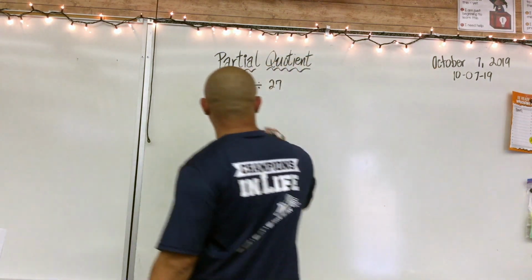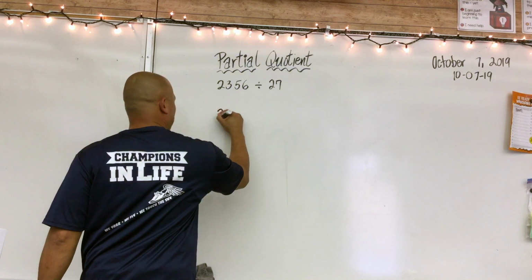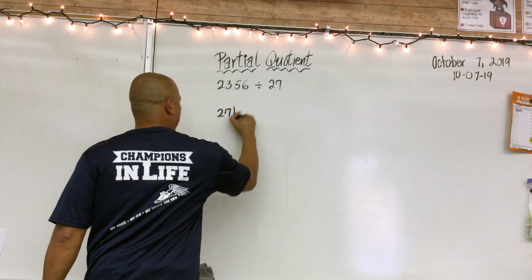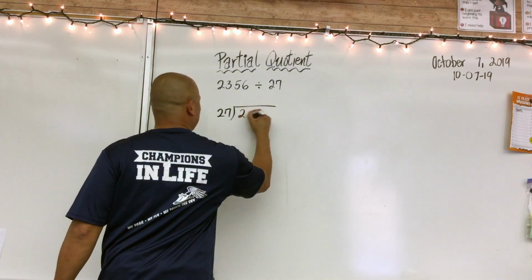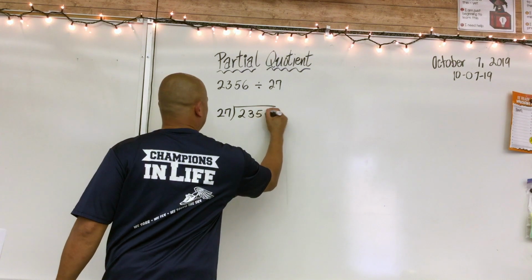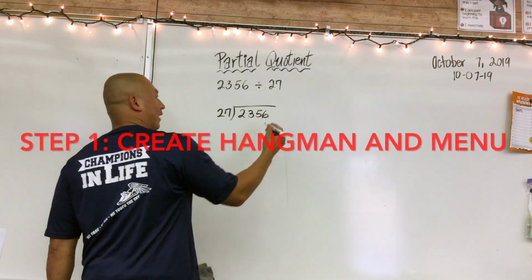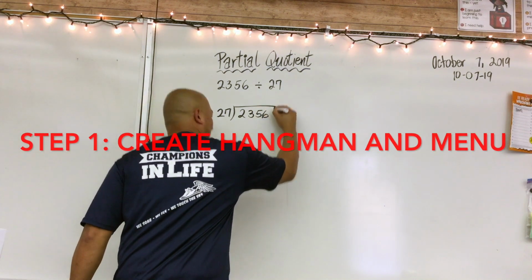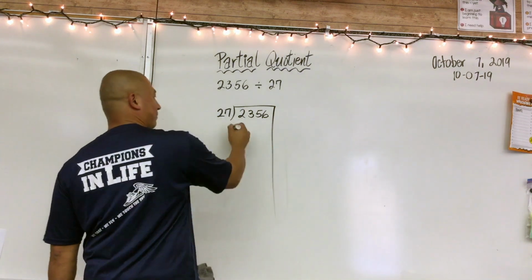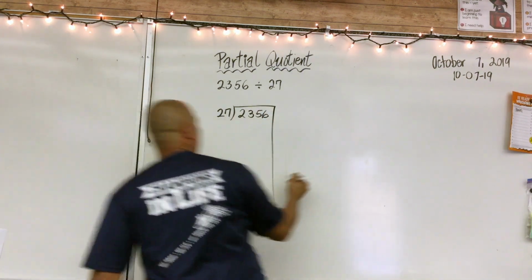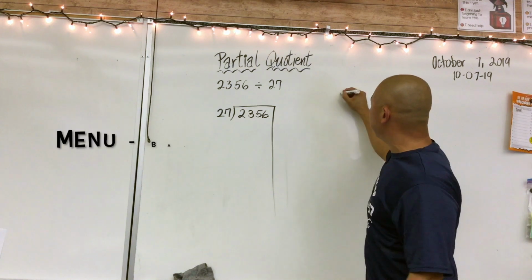First thing you need to do is set it up as you would with any division problem. Write your divisor on the outside and your dividend goes on the inside. Then what I want to do is make my hangman. So you're just going to draw a line like that, hence hangman. And then you want to create what I call a menu.